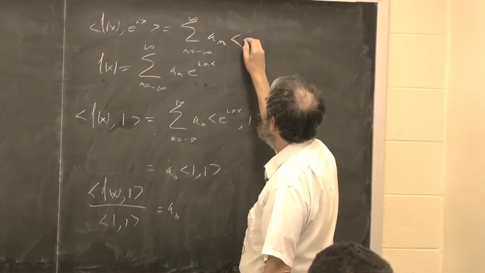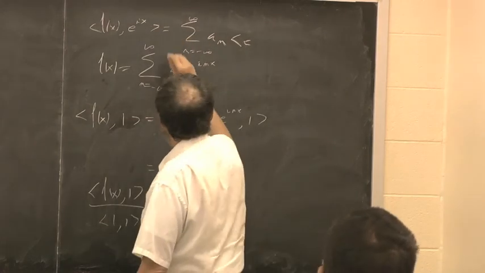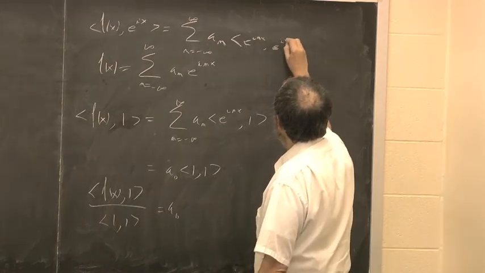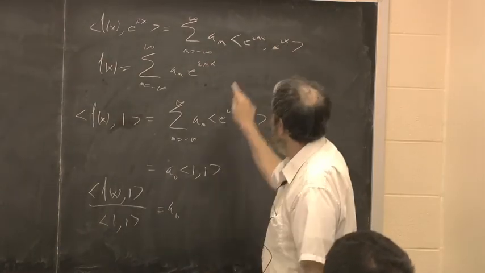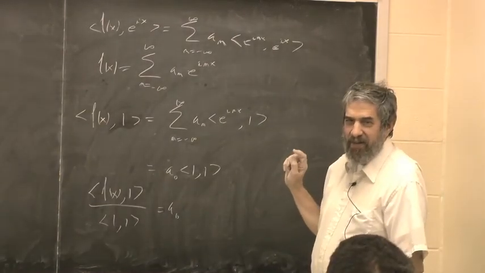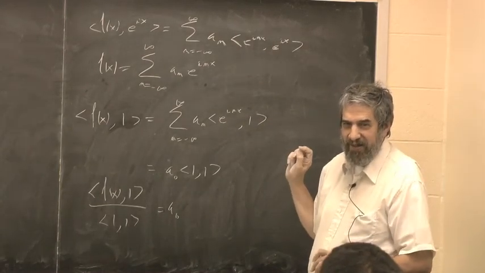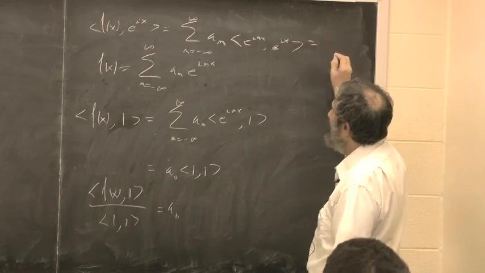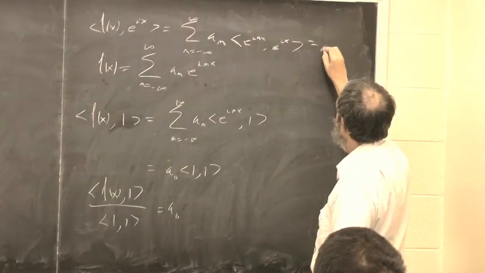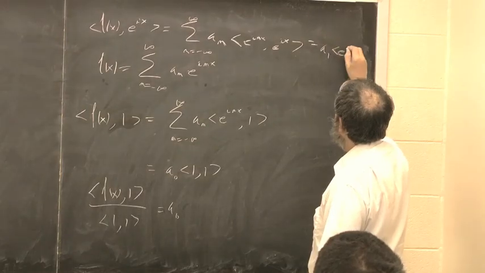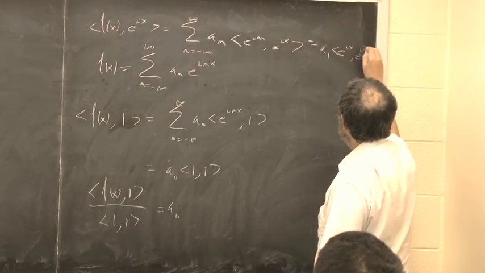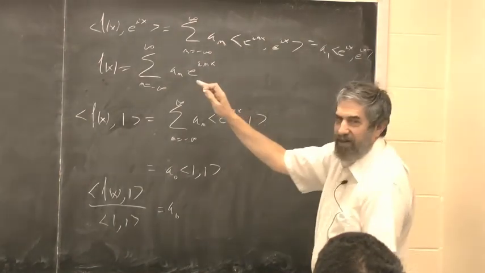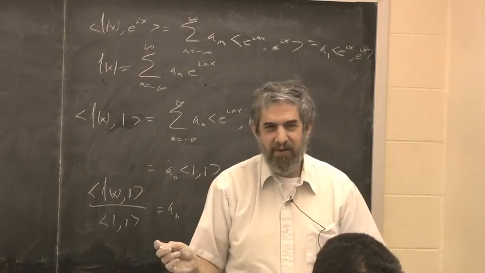So it's what? e to the i n x with e to the i x, right? That's what we're doing. All right, what about these inner products here? Are they all 0? No. Which one isn't? One when n equals 1. The only one that's not 0 is when n equals 1, right? So this sum collapses to what? Just a sub 1 times the inner product of e to the i x with itself. And then just divide by it. So then you can solve for all the coefficients.